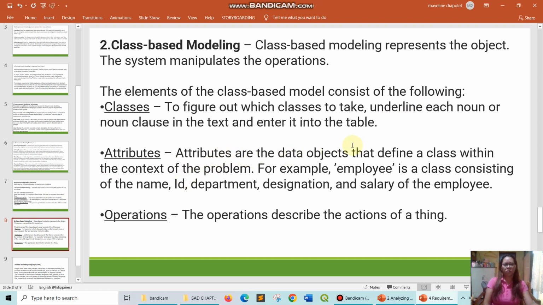Attributes are data objects. So maning ang mga objects that define a class within the context of the problem. So ang example sa employee consisting of the name, ID, department, salary. So as we kanang na experience nato sa kuan ni sa MySQL pag naghimo ta og table. So pag nagkuan ta og data. So operations describe the action of a thing.